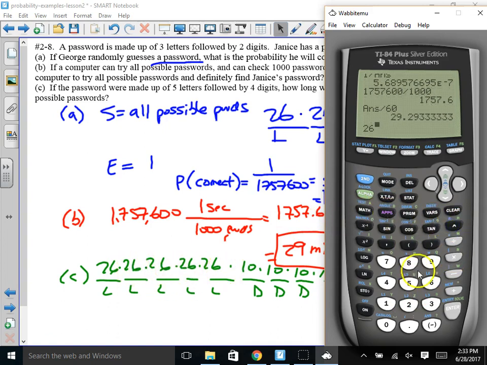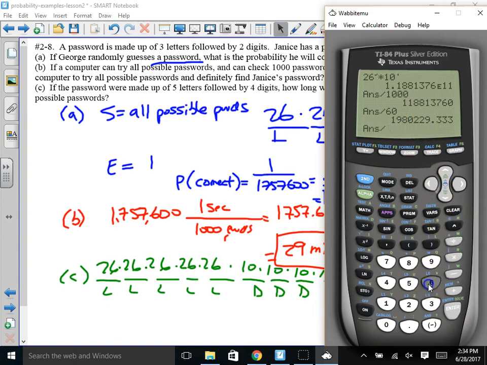I'm going to save some typing here and go 26 to the 5th power times 4 digits that are 10. So there's that many possible passwords. And if I divide that by 1,000, that's how many passwords per second can get checked by the computer. And then if I divide it by 60, that's going to be the number of minutes. So it's going to take this many minutes. Wow, that is a lot more than 29 minutes.